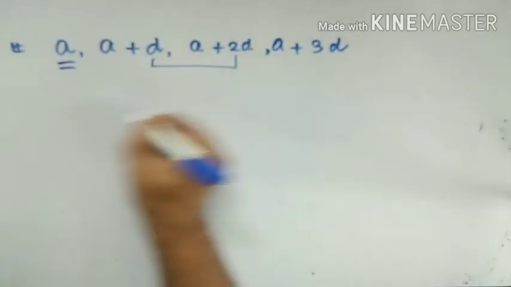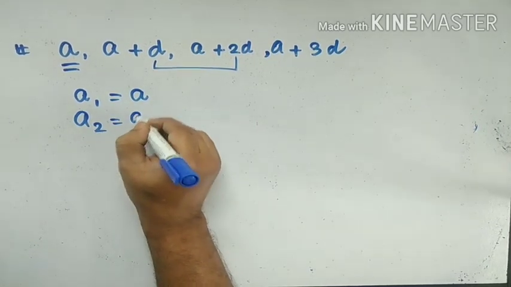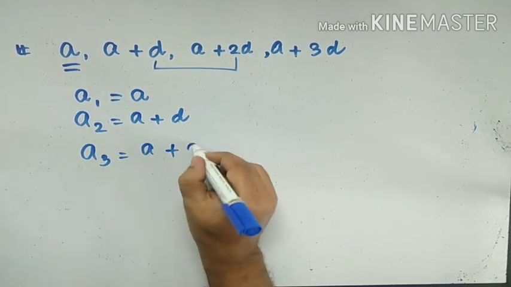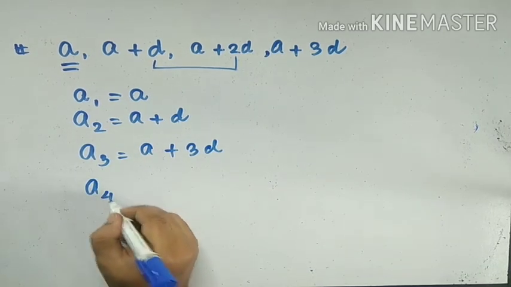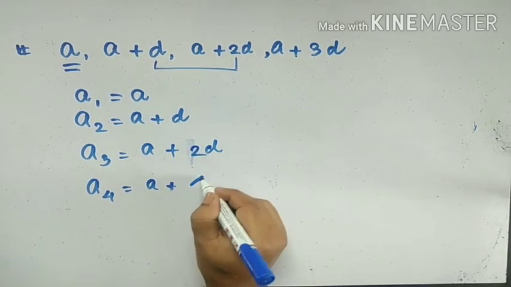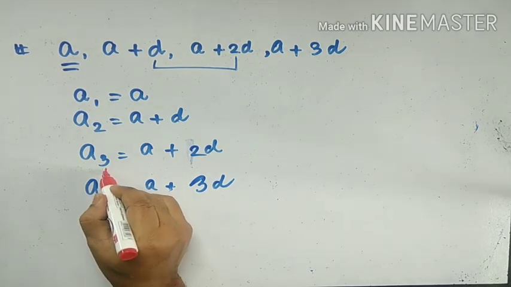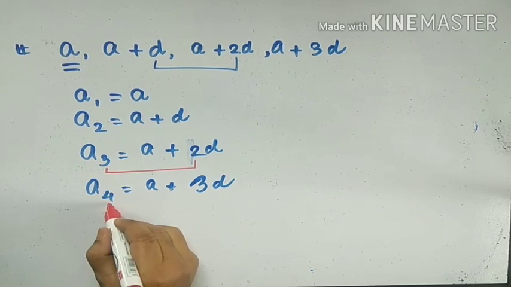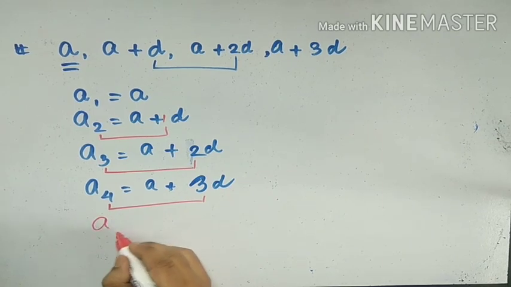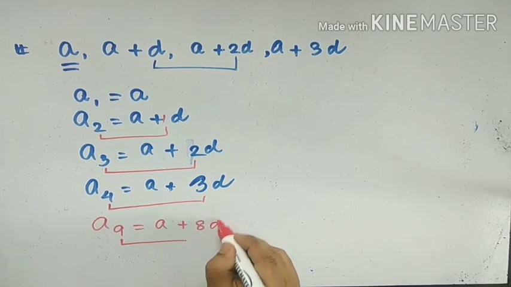So in this example, the first term, A1, will be A. A2 equals A plus D. Similarly, A3 equals A plus 2D. And A4 will be A plus 3D. Do you find any relation between these? If here is 3, here will be 2. If here is 4, here will be 3. If here is 2, here is 1. Now suppose A9. A plus, if here is 9, here will be 8D.